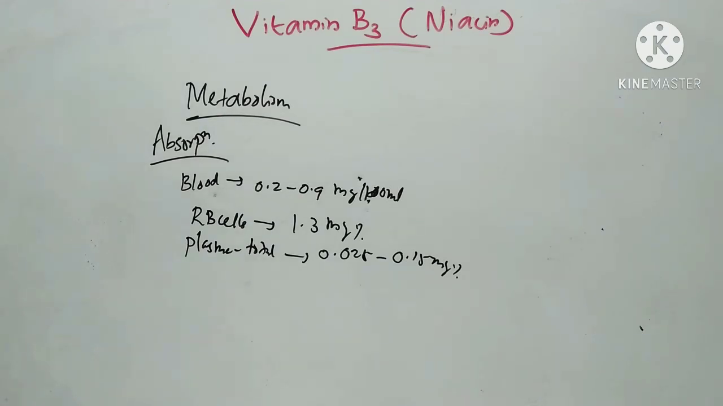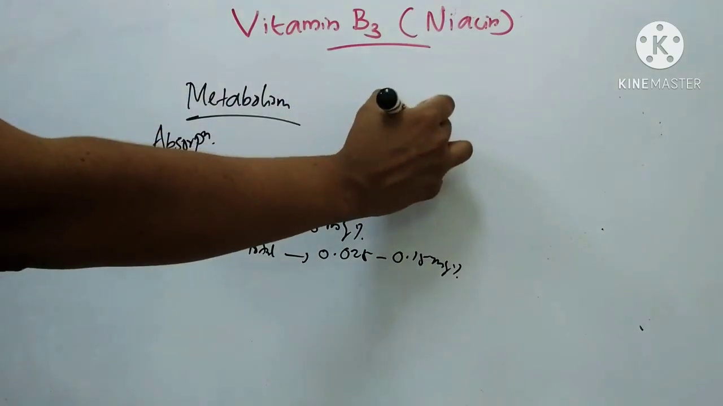Most of the nicotinic acid and its amide in blood is in RBC cells as coenzymes. Values in blood are not altered even in severe niacin deficiency. So its determination is of no value in the detection of clinical deficiency states. Coming to excretion.